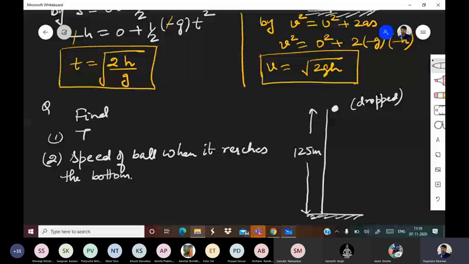Okay, so t will be nothing but under the root of 2h by g. All of you should answer even if the question is easy or tough, because in the exam also you have to do that by yourself only. So 2 into 125 upon 10 comes out to be 5 seconds.